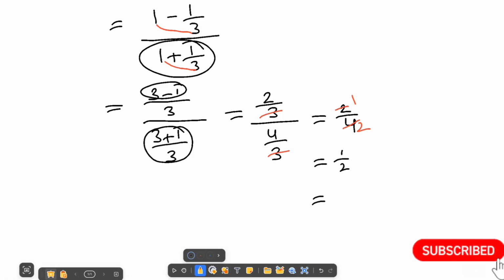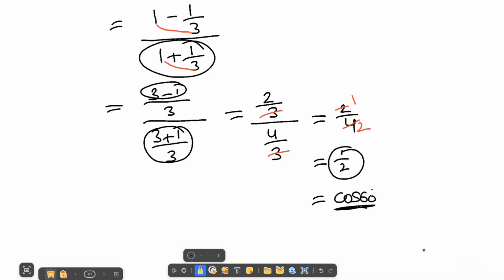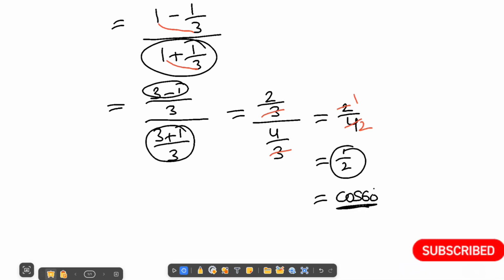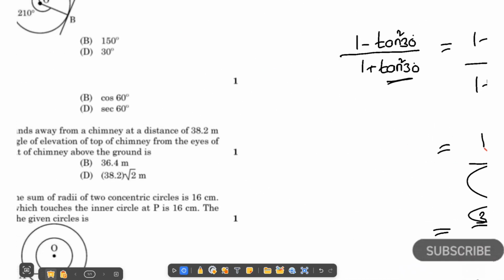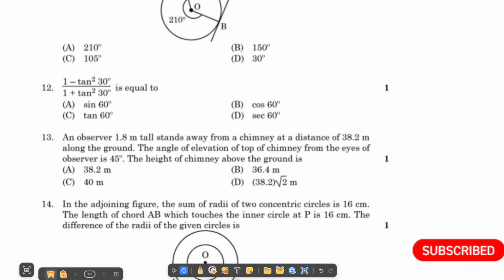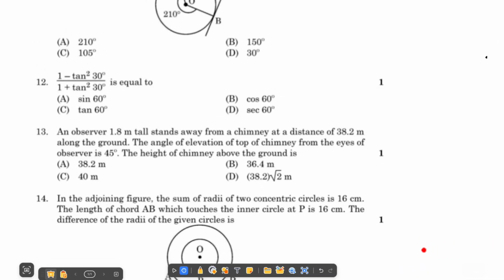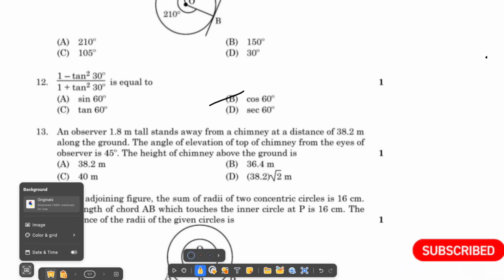So this 1 by 2 is equal to cos 60 degrees. So cos 60 degrees is the right answer. So where is that option? Let's see the options. So here option B is the right answer. Cos 60 degrees is the right answer.